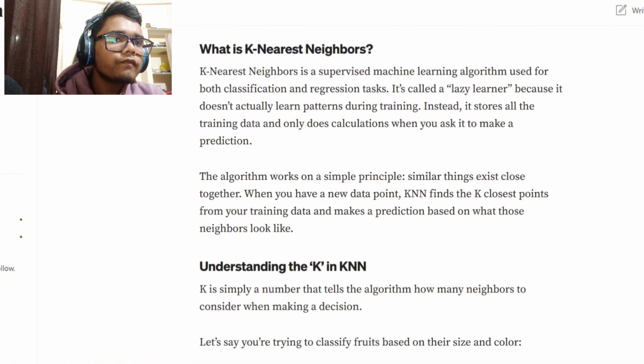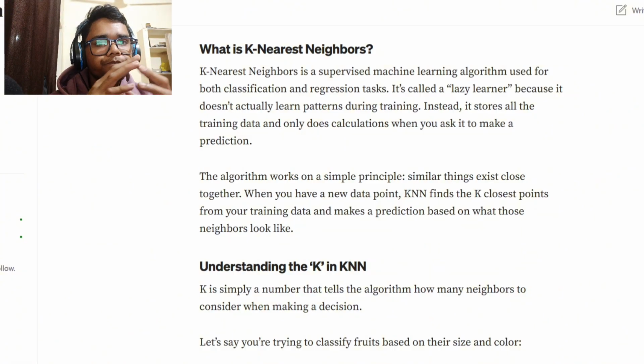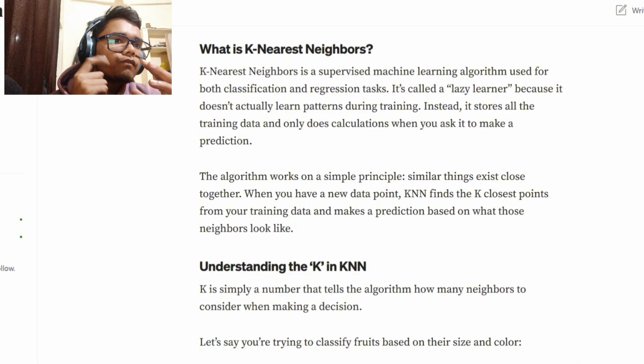The algorithm works on a simple principle. Similar things exist close together. When you have a new data point, it finds the k closest points from your training data and makes a prediction based on what those neighbors look like.